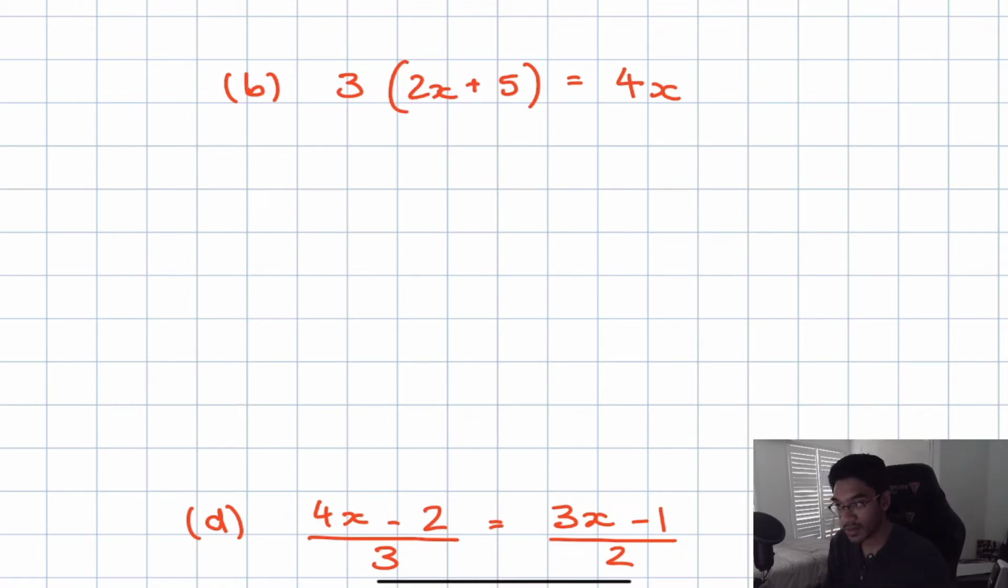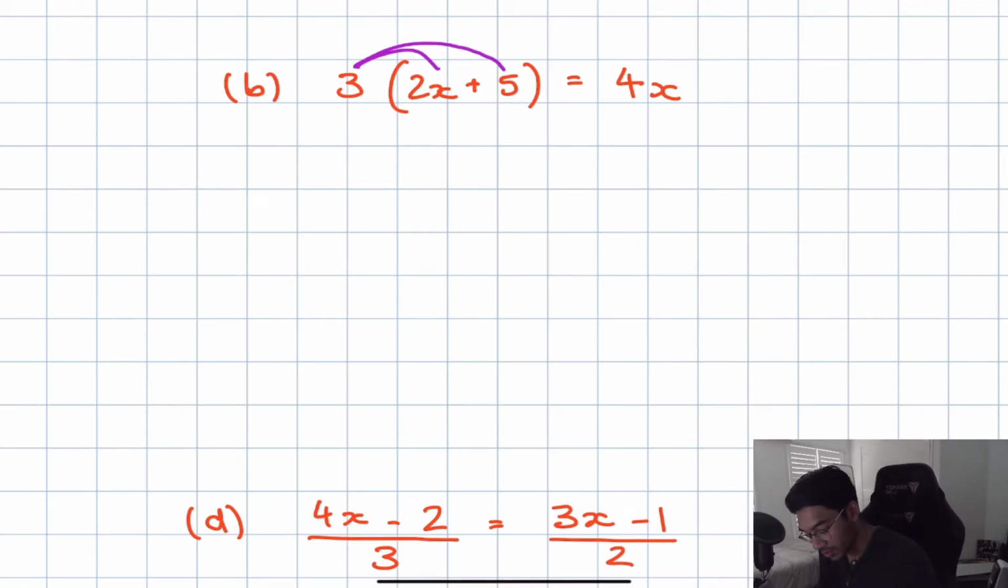Now, if you remember from expanding brackets, what we do is we take the number outside the bracket, so the 3, and multiply it by the 2x, and also multiply it by the plus 5. It's really important that you notice it's plus 5, because sometimes it might be minus 5, and you're going to times it by negative.